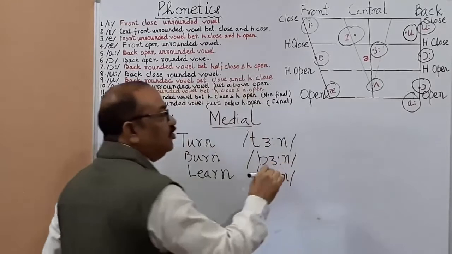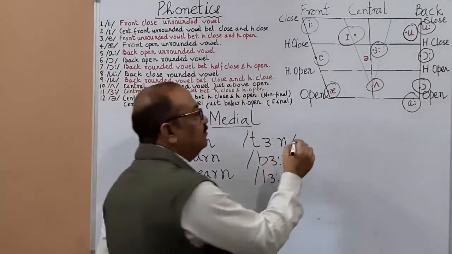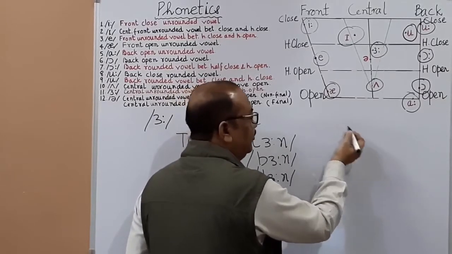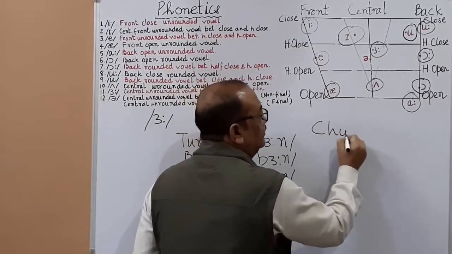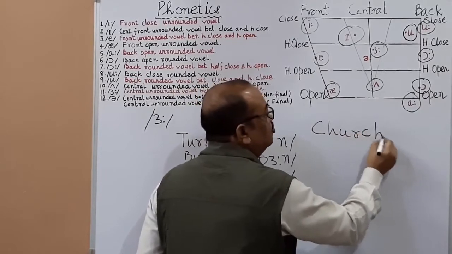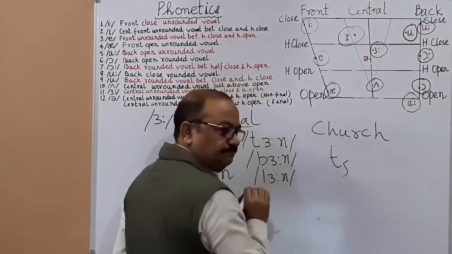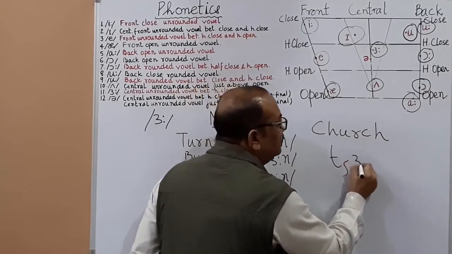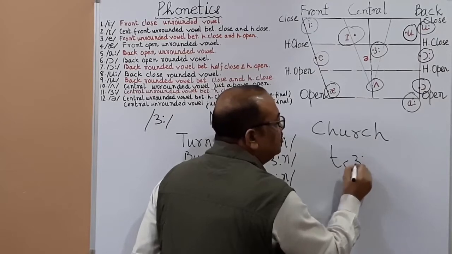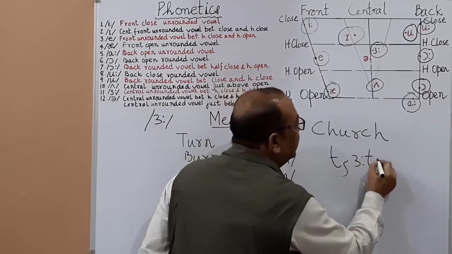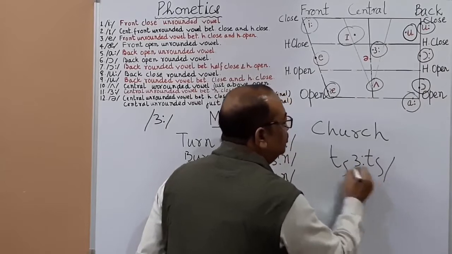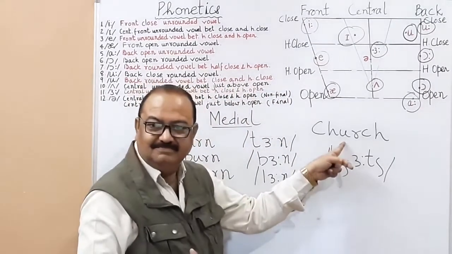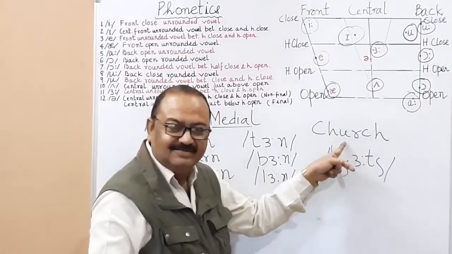This is a very common word which is often repeated in exams. Means they give you for transcription. It's very easy. Don't be baffled if you have this word there. Just see how it is transcribed. Church. First you write cha. This begins with cha and this ends with cha. CH in the beginning, CH in the end, you are in the middle. Church.